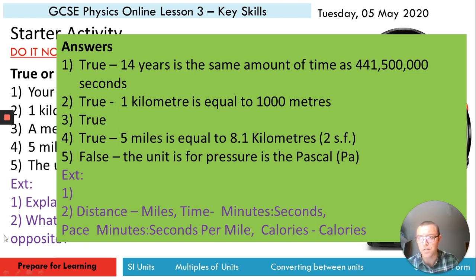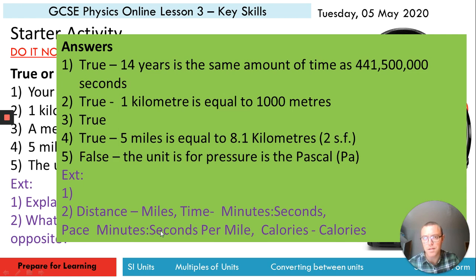And for our extension questions, I've just given you the explanations. For question two, the distance on the watch was in miles. The unit for the time was in minutes and seconds, or if you just wrote minutes, that's fine as well. You had to figure that out because you could see the distance and you could see their pace. You could think, if it was hours, would it be reasonable for someone to run 3 miles in 20 hours? Unlikely. So the time is minutes and seconds.